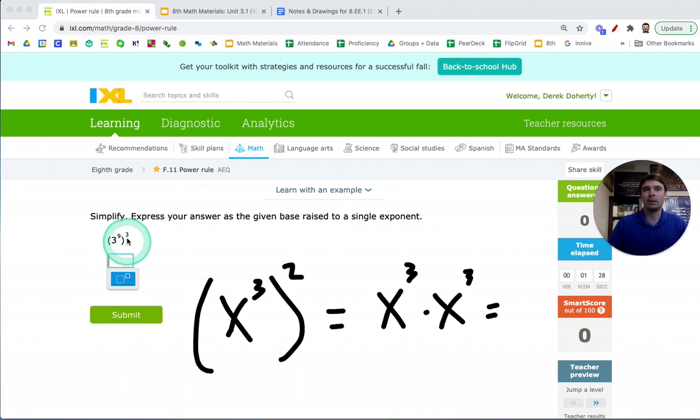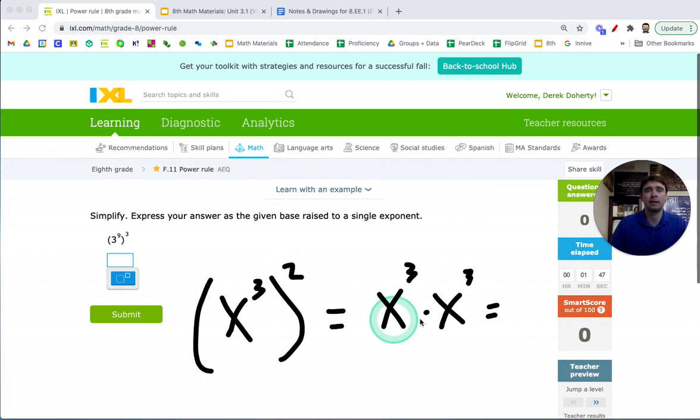Before we jump into a few examples on IXL, I wrote out a simpler problem that can help us make sense of the rule first. If I had x cubed, or x to the third power, and I squared it, I applied a second exponent to that exponent term, that would mean I need two copies of x cubed multiplied together. So I took x cubed squared, and I wrote it out as x cubed times x cubed.